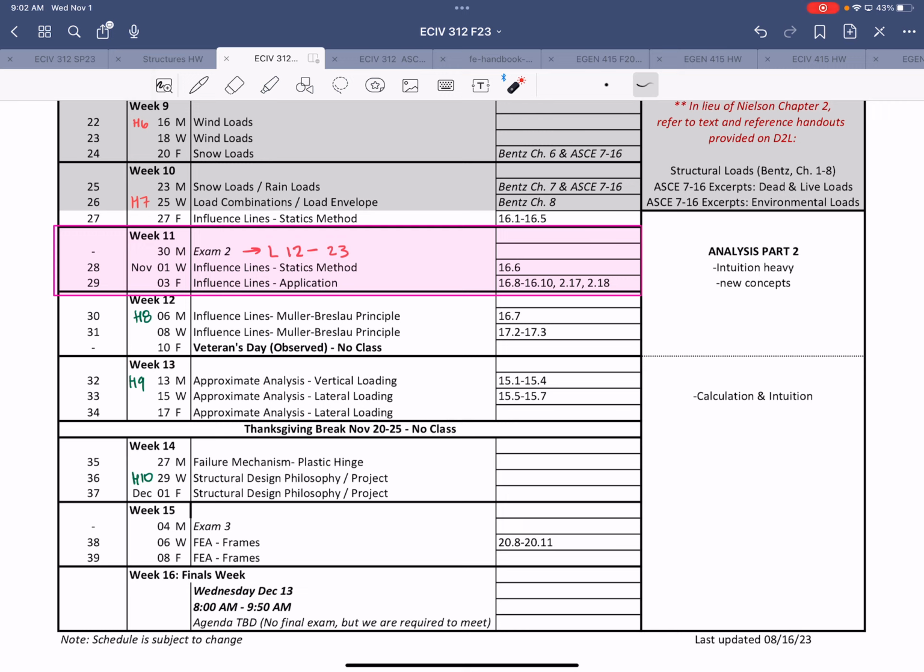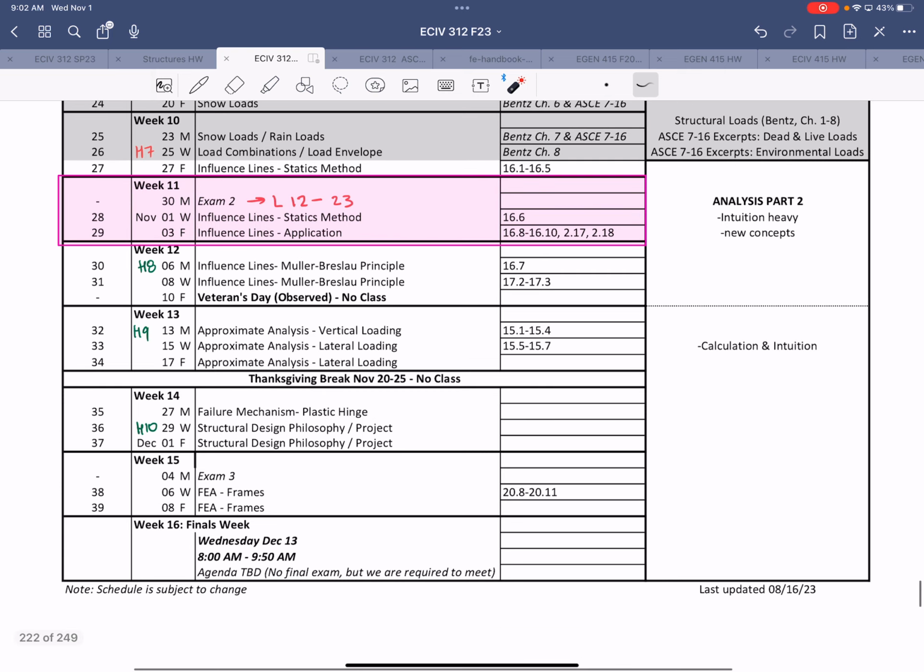Homework 9 will cover all of the influence line lectures, right? So there will probably be at least one problem where you have to apply influence lines, and then a couple of problems where you have to develop influence lines. So that's going to be it before Thanksgiving, and then after Thanksgiving, there will be one more homework assignment due, and that last homework assignment will be on approximate analysis. So those are the topics we're going to cover the week right before Thanksgiving break.